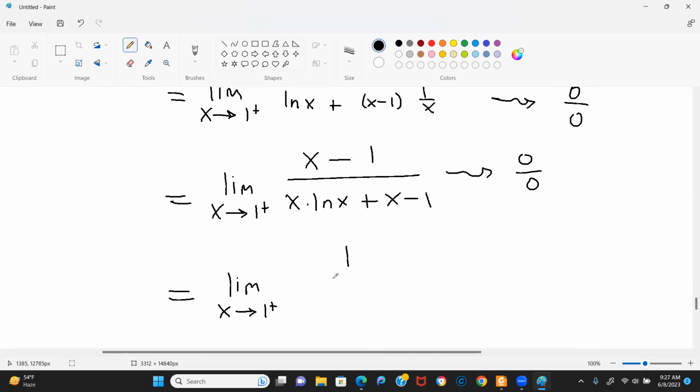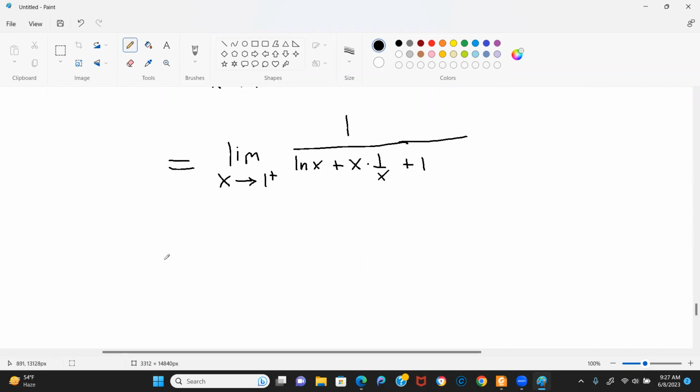So in the numerator, you're going to get 1. In the denominator, you have to apply the product rule for this first piece. So derivative of the first function times the second function plus the first function times the derivative of the second function. So x times 1 over x. And then the derivative of x is just 1. And then the derivative of -1 is 0.